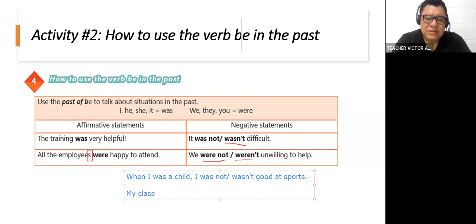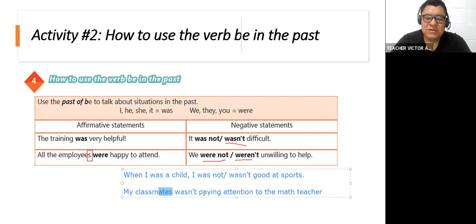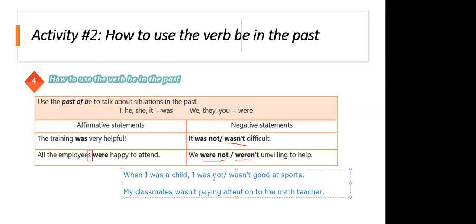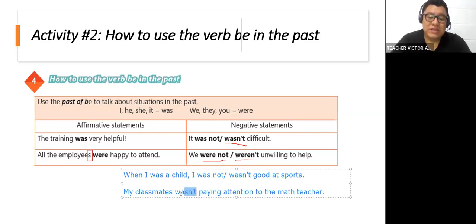Great, another example. My classmates wasn't, let's say, paying attention to the math teacher. Is this correct, guys? My classmates wasn't paying attention to the math teacher. Is that correct? No, not correct, teacher. Weren't. Weren't, exactly, right?